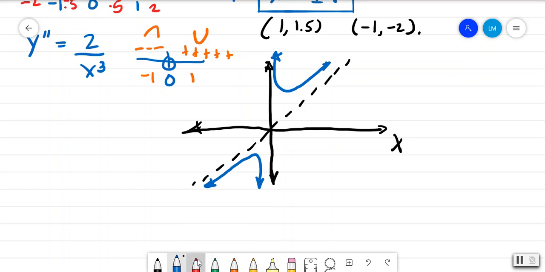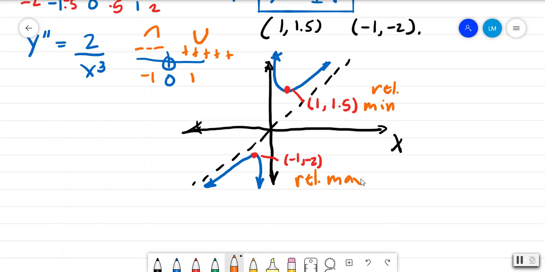what we'll do here is we'll just say that this point right here, that's going to be the negative 1 comma, let me see, negative 2. Yeah. And then this point right here, this is not negative 1, but 1 comma 1.5. Now to be specific, we have to classify this. So this is the min, but that's the relative min. And this right here is the relative max.